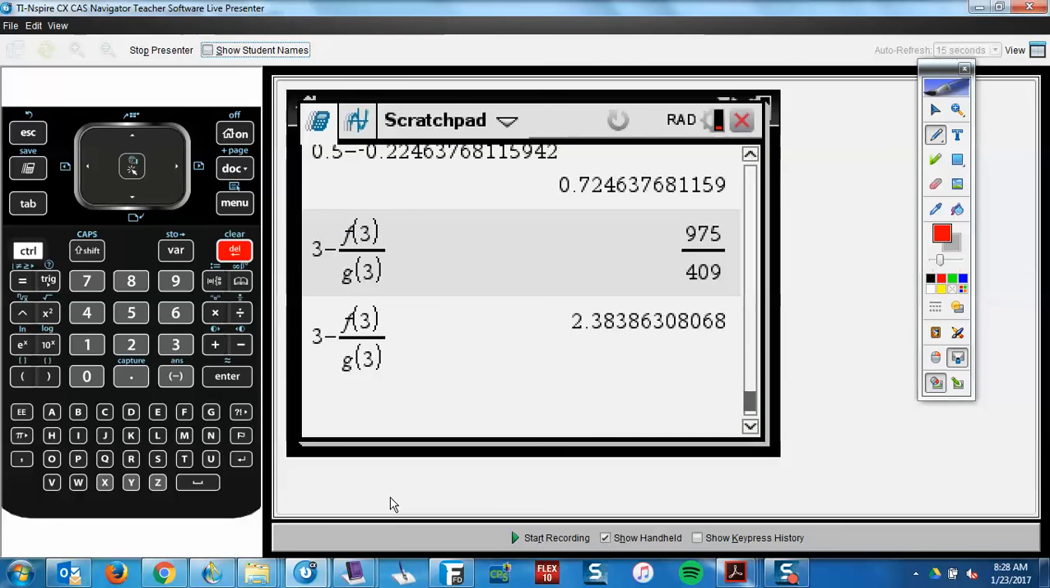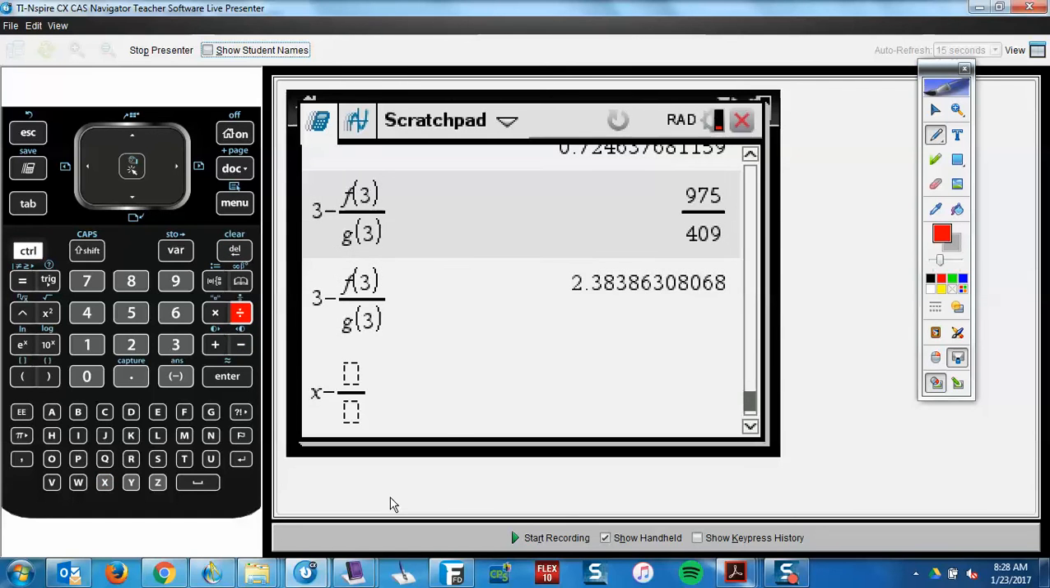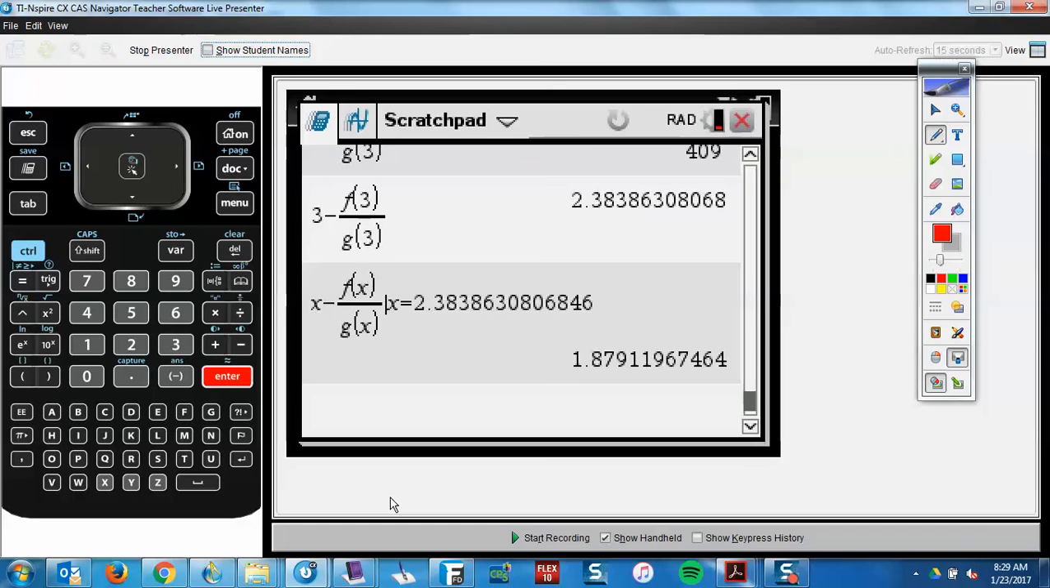So do you have another idea where I can do this pretty quick? Yes, and do the vertical bar. So let's do x minus f of x over g of x, right? Because g is our f prime. And then do vertical bar, x equals, and then go grab it. Does that make sense? So this is like a super shortcut.